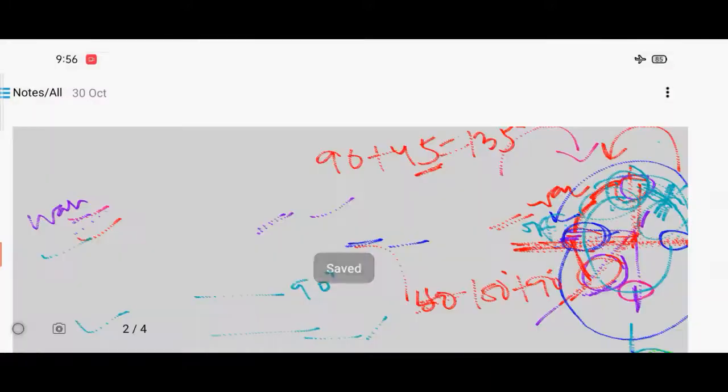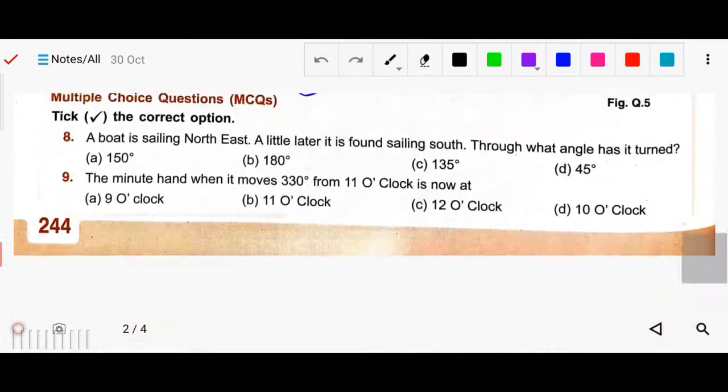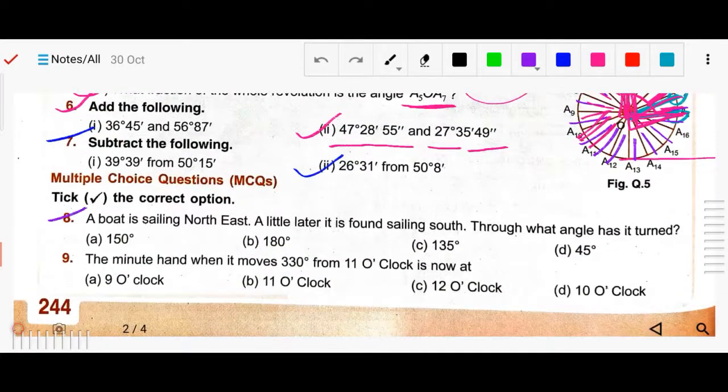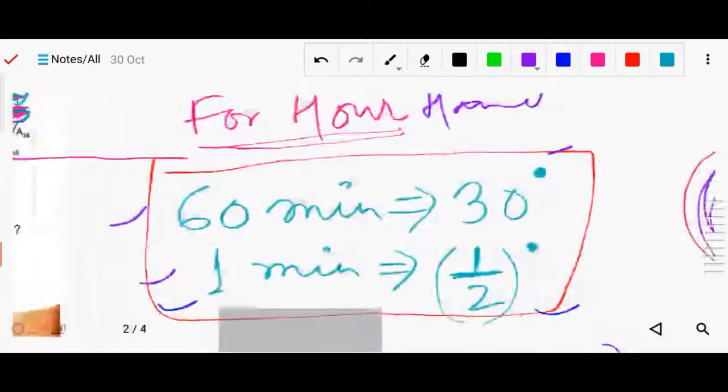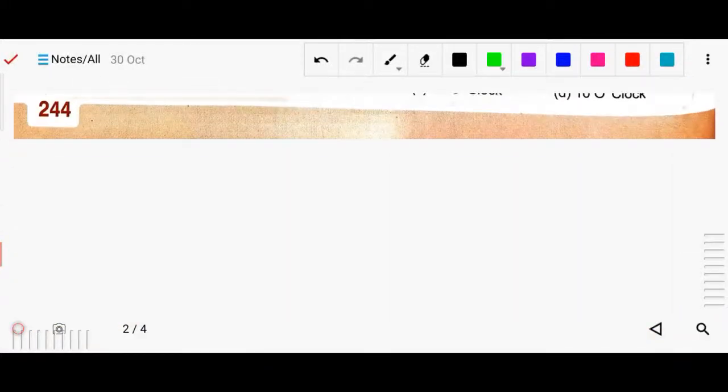Now next, you can see that next question. Next question number 8. A boat is sailing northeast. A little later it is found sailing south. Through what angle does it turn? So first of all you have to make this line like this. Okay, so first you divide it direction wise.